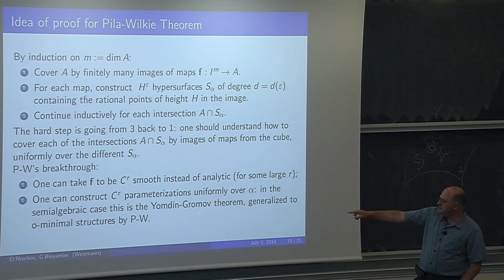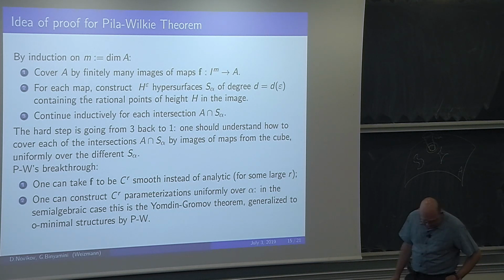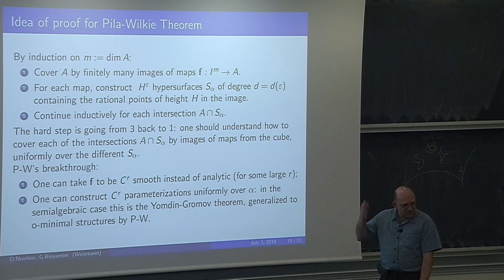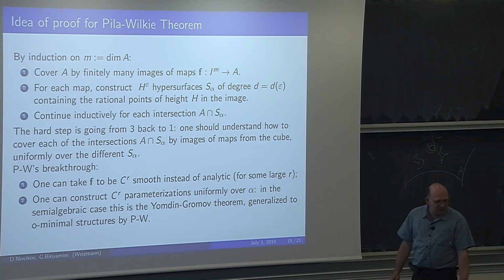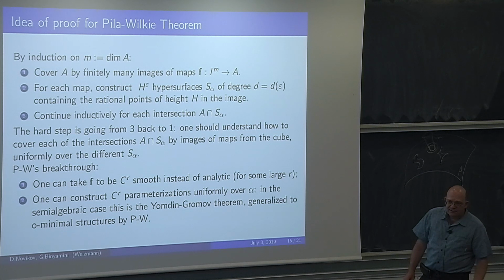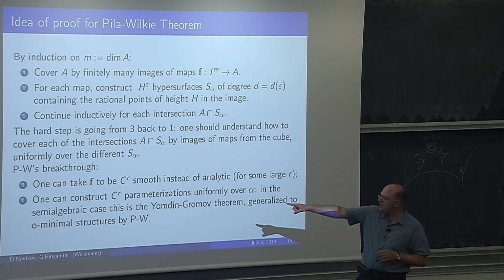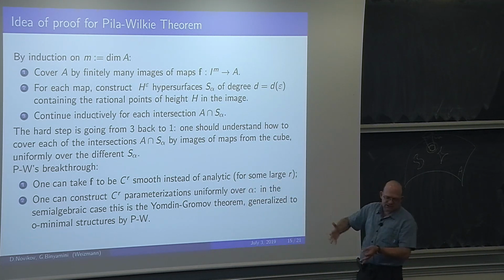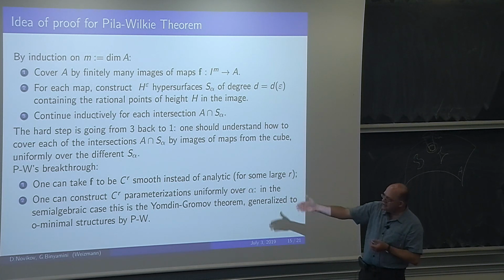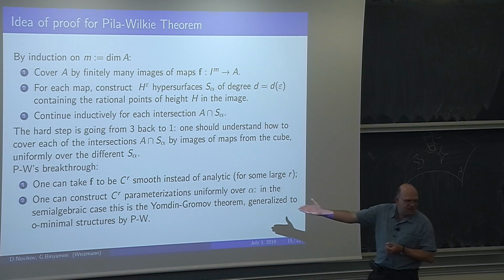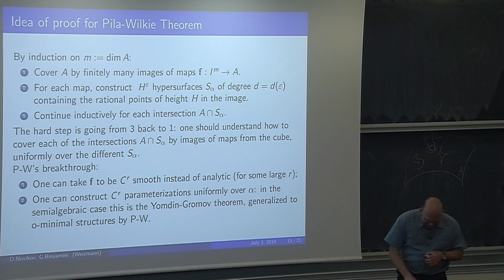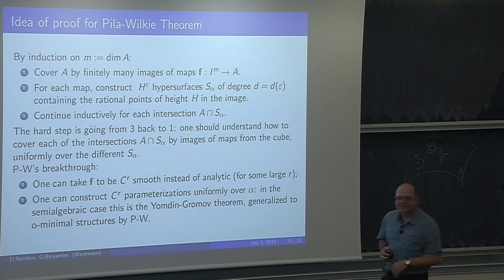But, okay, this is a generalization of the Yomdin-Gromov theorem. The bound grows to infinity as R goes to infinity, and there is a good hyperbolic reason for the impossibility to build this analytic parameterization. We have a C^R parameterization here. We are always analytic, even sometimes algebraic, and suddenly we jump to C^R parameterization. Turns out there is a good reason for all this, which I have no time to discuss.